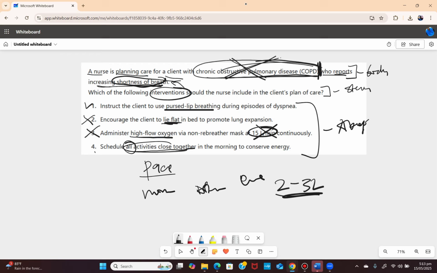The thing is, when NCLEX uses that keyword all activity or all house chores, the patient is still going to get tired. Instead, they should pace everything they want to do. They should do some in the morning, afternoon, and evening. If you do all, you get tired again. So there's not going to be conservation of energy when you do all activity close together. No. So that is why this is wrong. So you're left with number one, and number one is definitely the answer to this question.